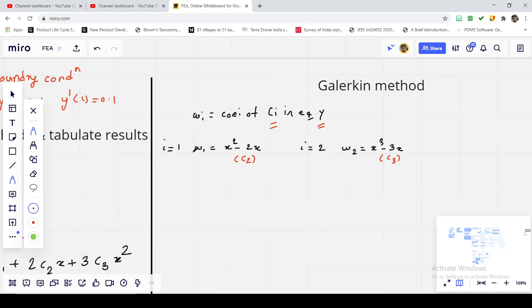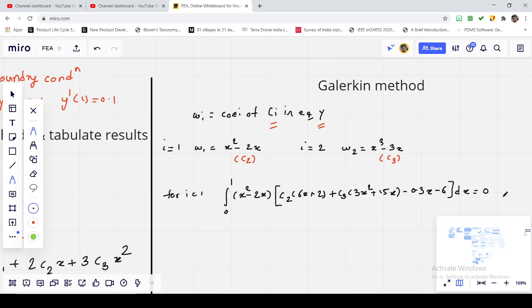Now we have to substitute this W into the weighted integral form. So for i is equal to 1, integration 0 to 1, you will take x square minus 2x into y. So that is C2 (6x plus 2) plus C3 (3x square plus 15x) minus 0.3x minus 6, which we get from the previous video, is equal to 0.